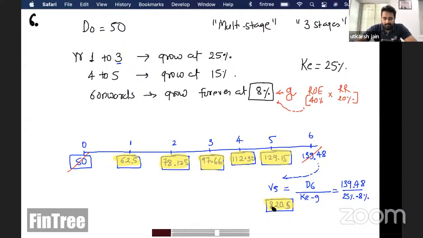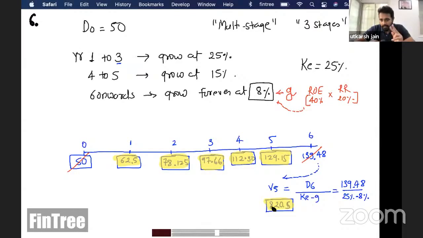Pressing the cash flow button, second, clear work. Coming on to cash flow 1: 62.5, enter. Cash flow 2: 78.125, enter. Downward arrow twice. Cash flow 3: 97.66, enter. Cash flow 4: 112.30, enter.